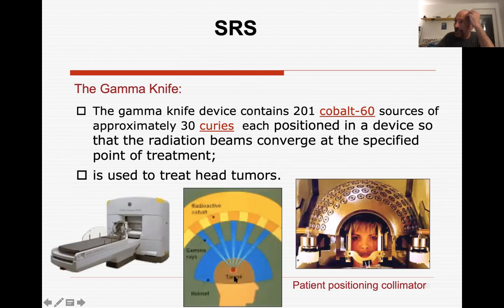This is only for brain tumors, you see, and you can see how the machine is done a little bit more. This is the helmet, and you go into this shielded area here, and the patient positioning collimator is here. And this gives very high dose to the brain tumor with essentially no movement of the patient.